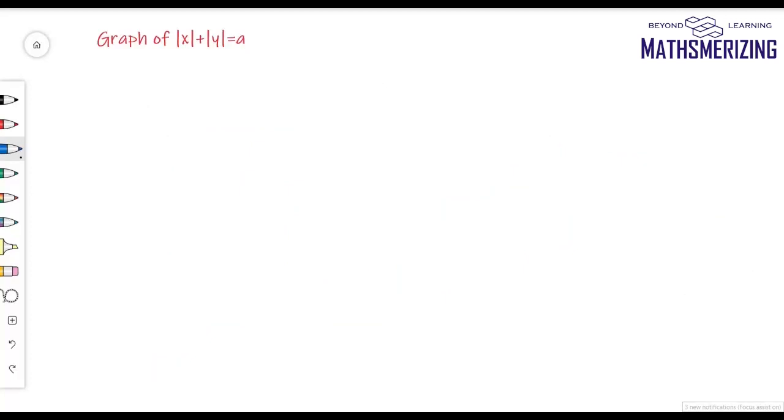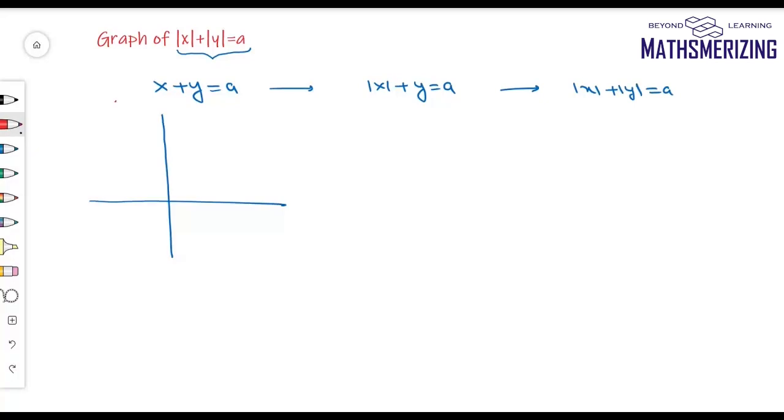Now one of the very important graphs which is generally used in area and straight lines is the graph of mod of x plus mod of y equals a. So here my basic graph will be x plus y equals a, and then I'll take the transformation of x, and then I'll take the transformation of y also. So mod x plus mod y equals a. So let a be a positive number.